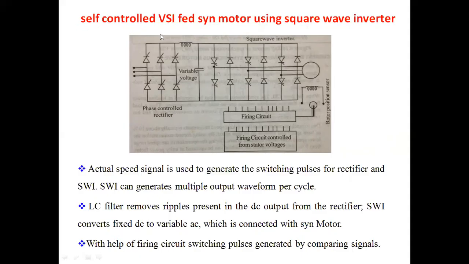So this one is a self-control. We measure the frequency and speed signal from the synchronous motor drive. It's given to the firing circuit, where the comparisons happen. With the help of that, we generate the firing pulses for the inverter as well as the phase control rectifier circuit.